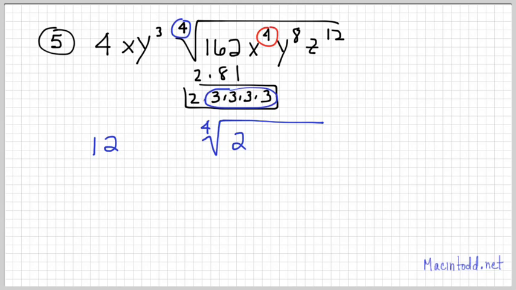X to the 4th: 4 divided by 4 is 1, so an x to the first comes out. I've already got an x to the first out there, so that gives me a total of x times x, or x squared. 8 divided by 4 is 2, so a y squared comes out, giving me a total of y to the 5th. 2 came out, already had 3. And 12 divided by 4 is 3, with no remainder. So I could shorten up my radical symbol there, because all I have left inside is just a 2. And there is the final solution.